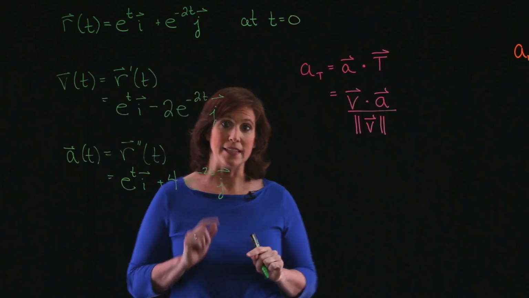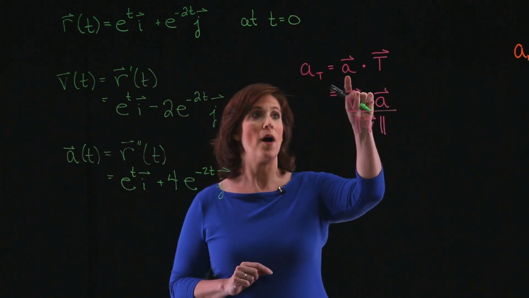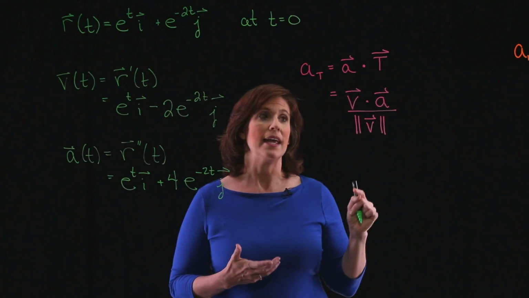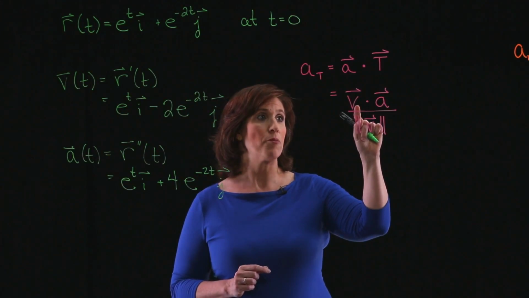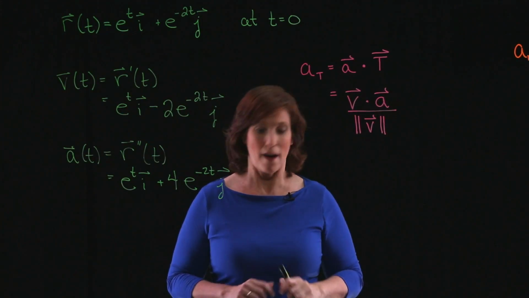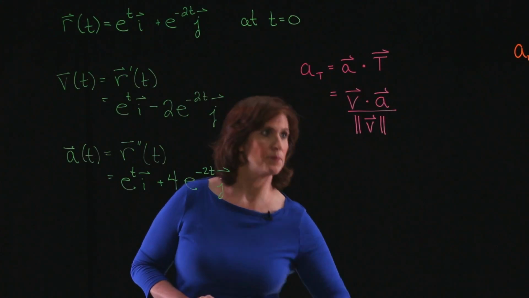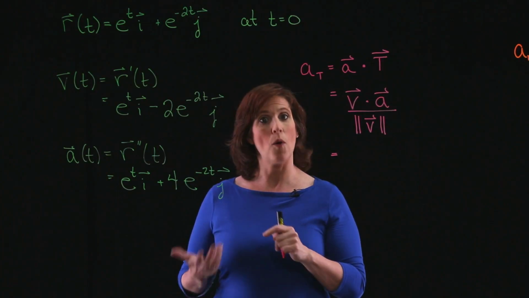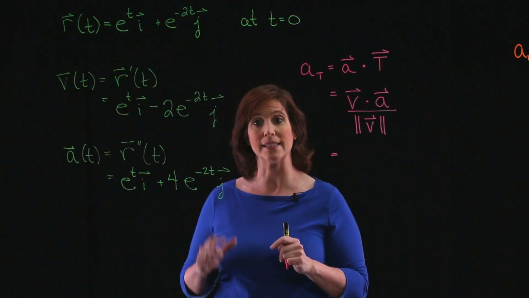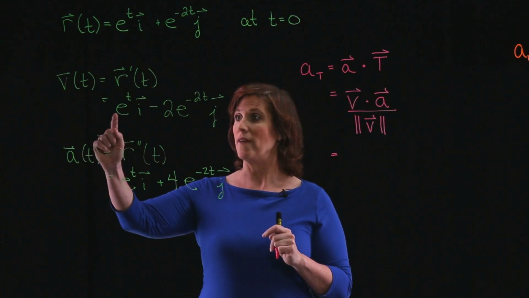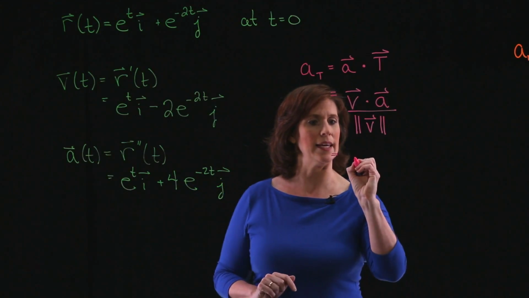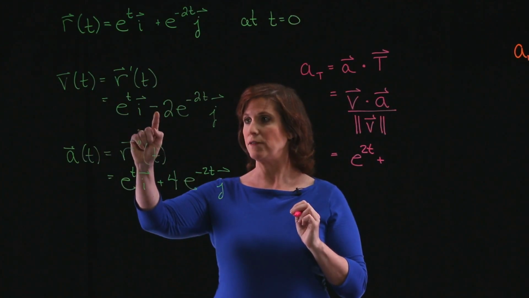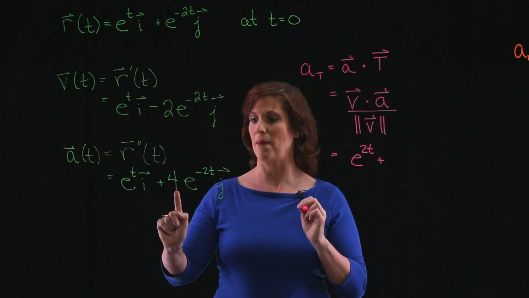Okay, so to find the tangential component of acceleration, we want to take the acceleration vector dotted with the unit tangent vector. And another way of writing that is taking the dot product of v and a and dividing by the norm of v. So let's go ahead and do that. I have my velocity and my acceleration vectors right here, so I want to take their dot product, which means I'm going to take the sum of the product of their components. So I have e to the t times e to the t. So that's e to the 2t plus negative 2e to the minus 2t and 4e to the minus 2t.